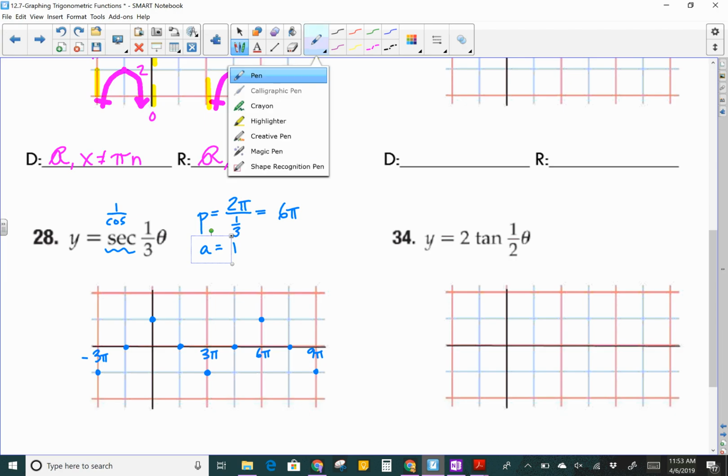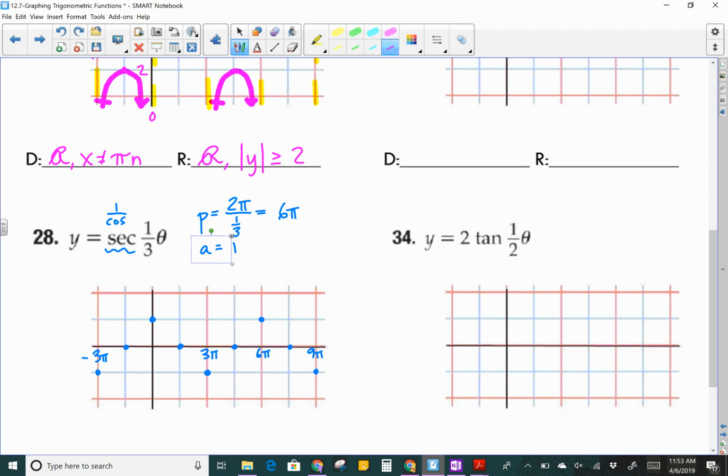All right. Then we remember before I connect them, I look and see that I'm going to have asymptotes because I can't have the 0.